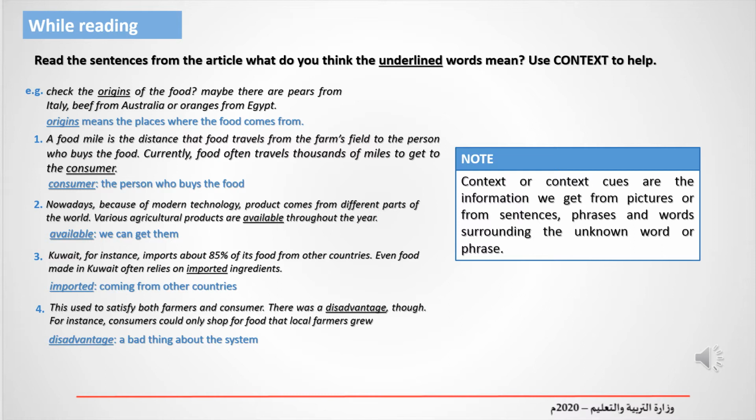Now, you have 2 minutes to do the task. Pause the presentation.